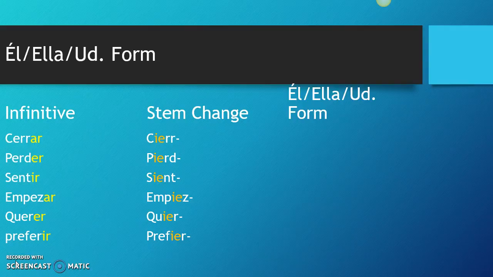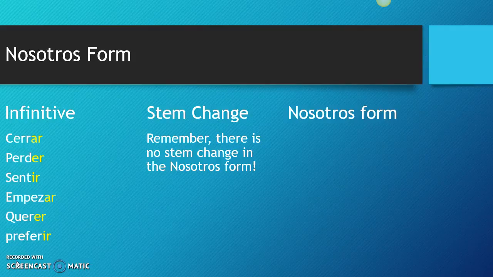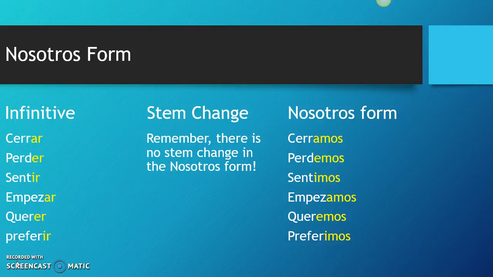Now let's add the él, ella, usted form endings to all of our verbs to see how they look. Cierra, pierde, siente, empieza, quiere, and prefiere. Remember, we call stem changers boot verbs because when they are conjugated in a verb chart, the nosotros form does not take a stem change. So all we have to do with the nosotros form is use the regular conjugation endings. Cerramos, perdemos, sentimos, empezamos, queremos, preferimos.